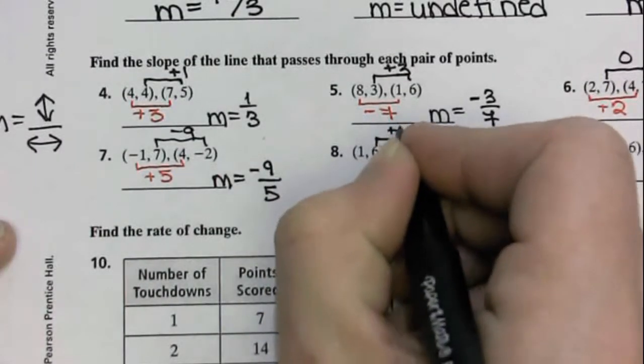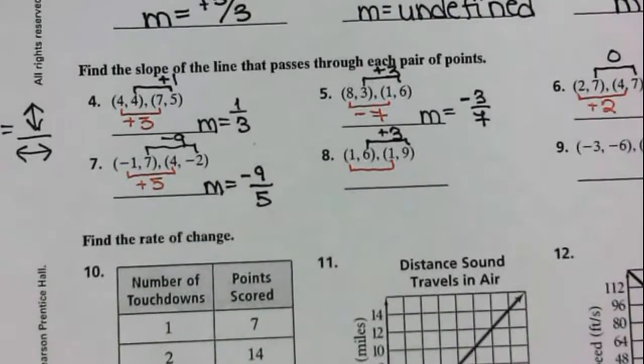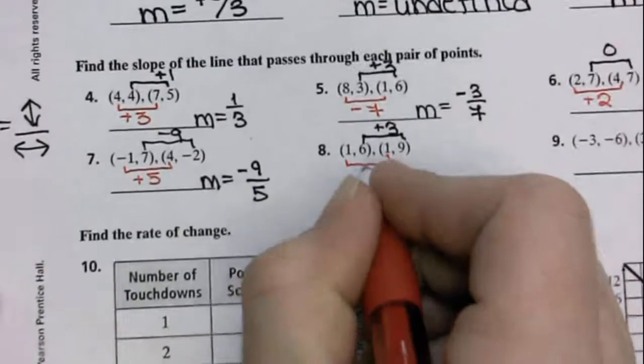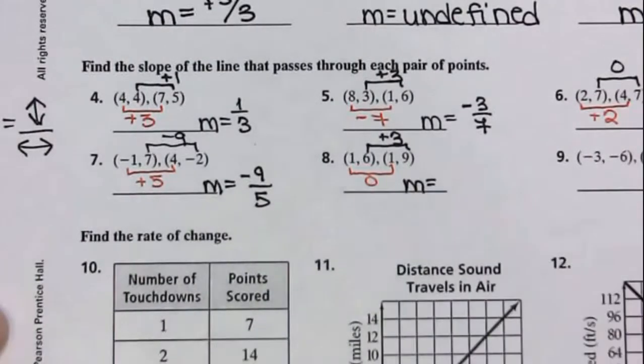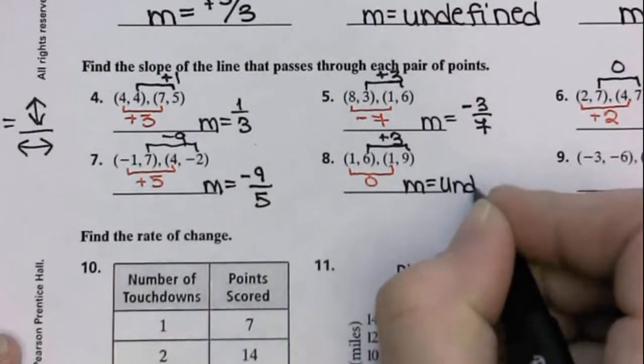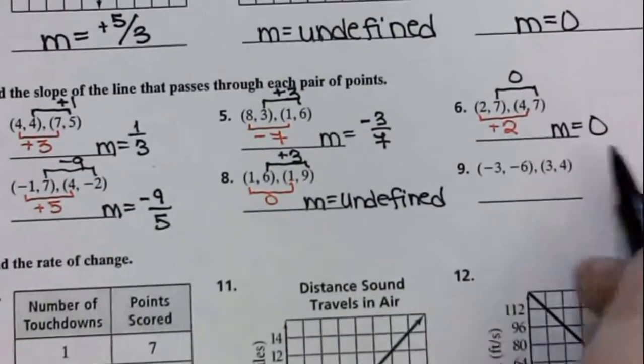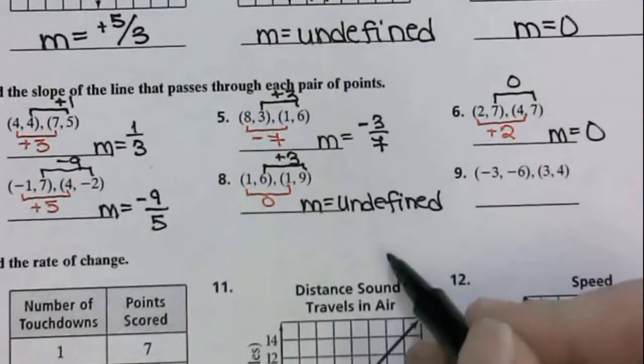From 6 to 9 on a number line is +3. From 1 to 1 on a number line is 0. And since we can't have a 0 in the denominator of our fraction, this is undefined. So it's okay to have a 0 on the top, but it's not okay to have a 0 on the bottom.